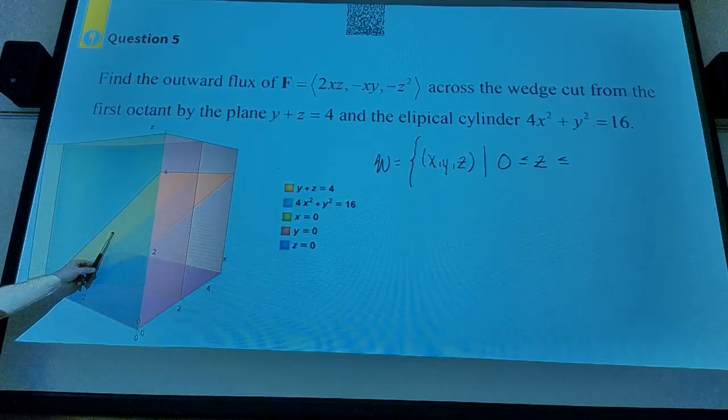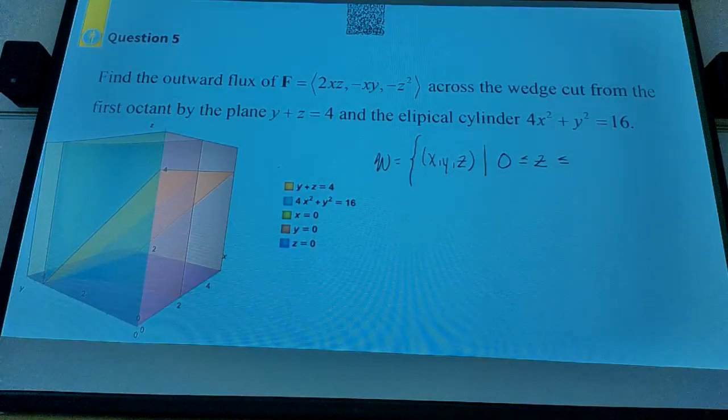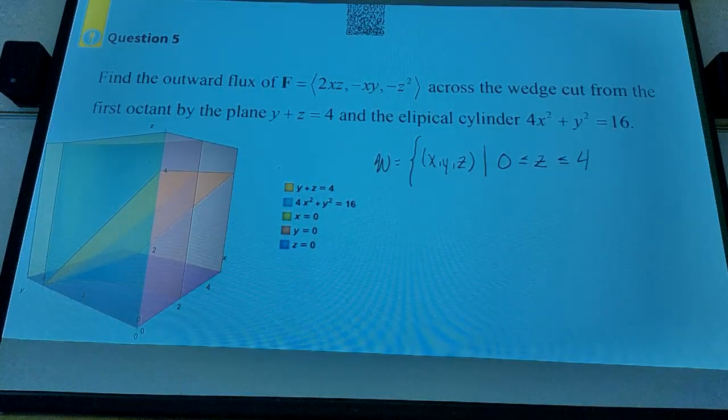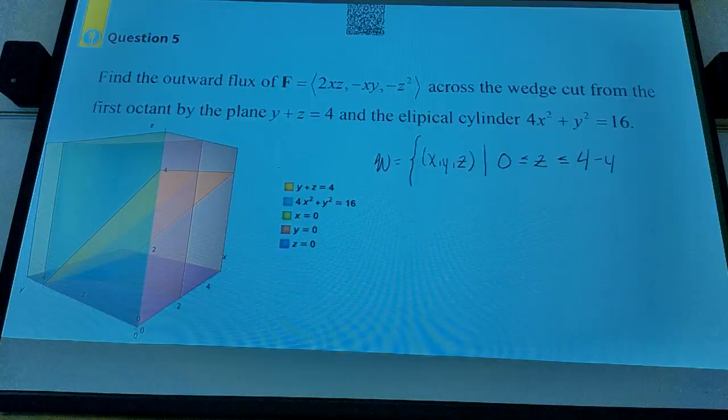y plus z equals 4, which makes z equal 4 minus y. It actually doesn't matter if you do x or y, however, just looking at the equation of the cylinder, it'd be easier to write that as a function of x instead of a function of y. Writing it as a function of y would involve a fraction.